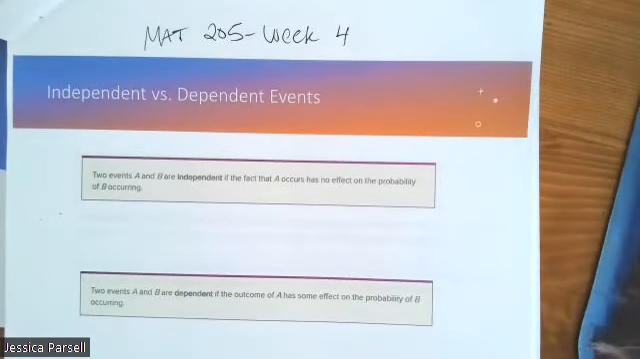Okay, so we are in week 4 of MAT 205 at Wilmington University. We're going to start off by exploring the differences between independent and dependent events.